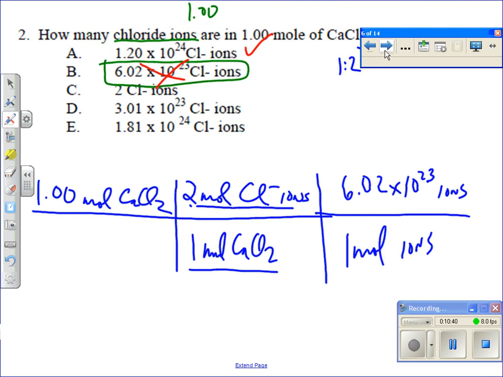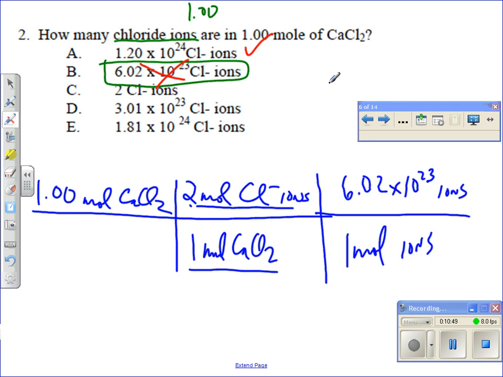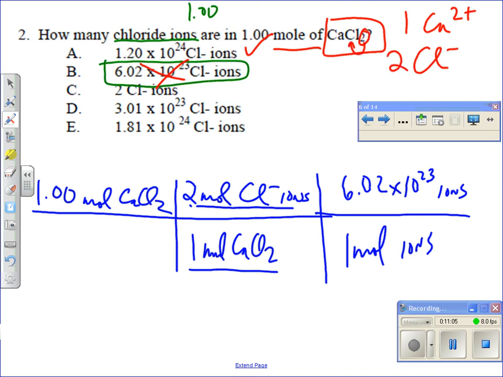This one, asking how many chloride ions are there in 1 mole of CaCl2. First thing you have to remember is you always have to look at the ratio, because when they ask you about ions, we did one of these in class, in every 1 mole of this, it means you get 1 mole of Ca2+ ions and 2 moles of Cl- ions. The subscripts tell you the number of ions that you get. So it's basically a 1-to-2 ratio and a 1-to-1 ratio from the chemical formula.